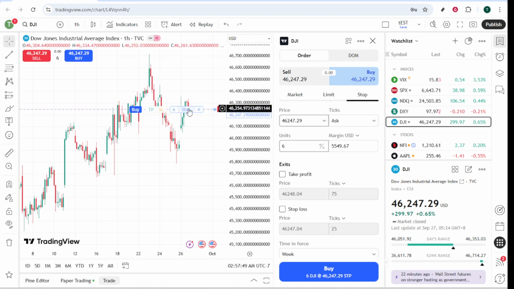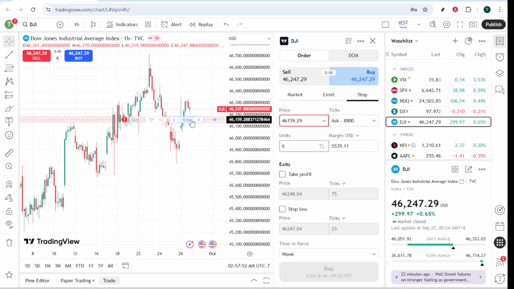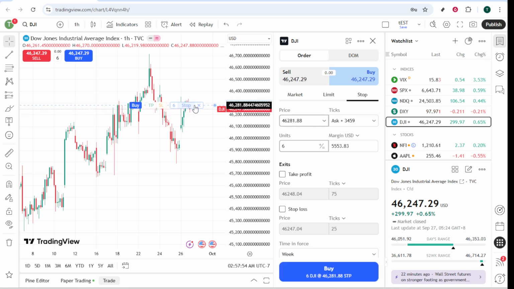You can also use the outer levels of the standard deviation bands to set price targets. This approach is particularly useful if you're looking to scale out of a trade. These levels can serve as indicators of significant resistance or support, helping you decide where to exit part or all of your position.